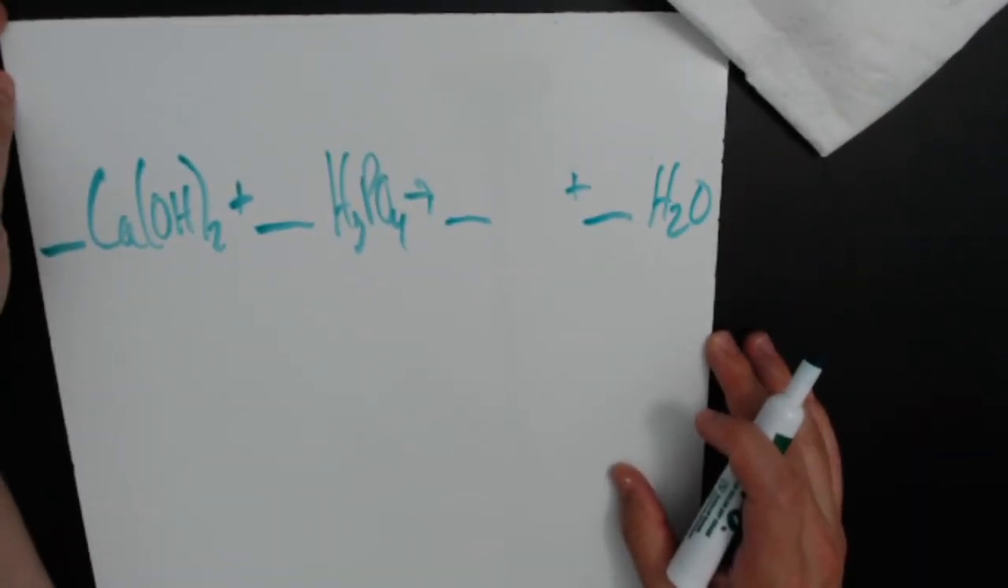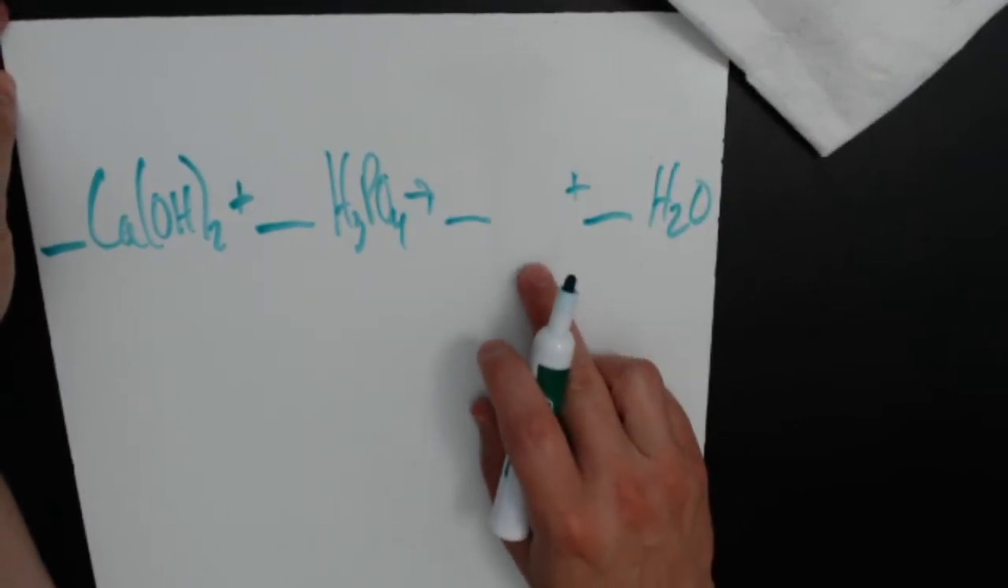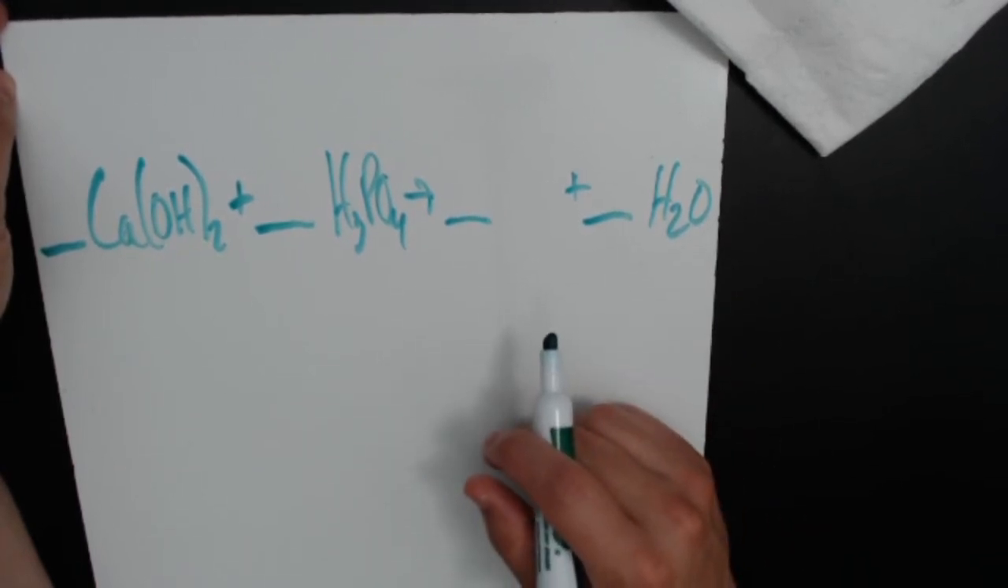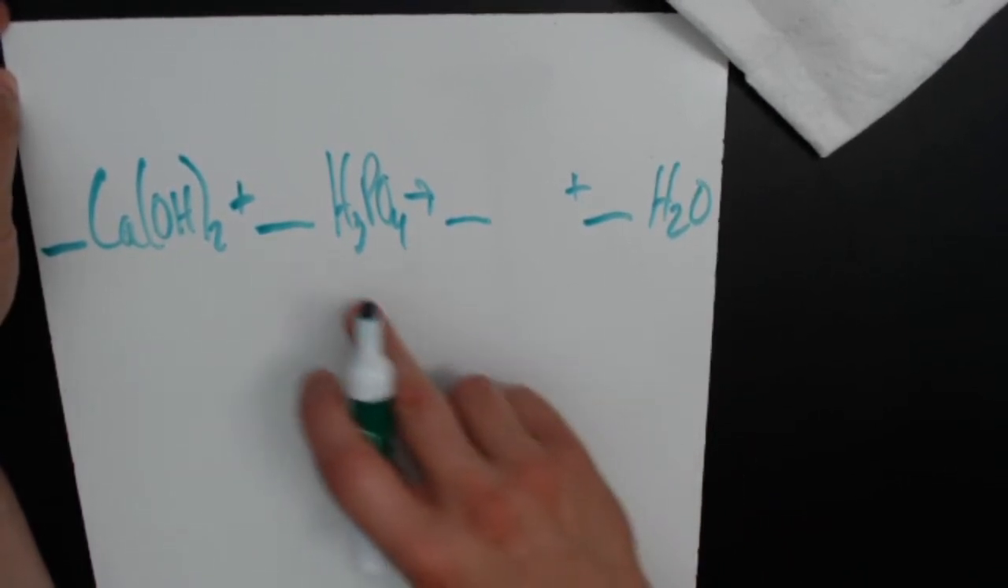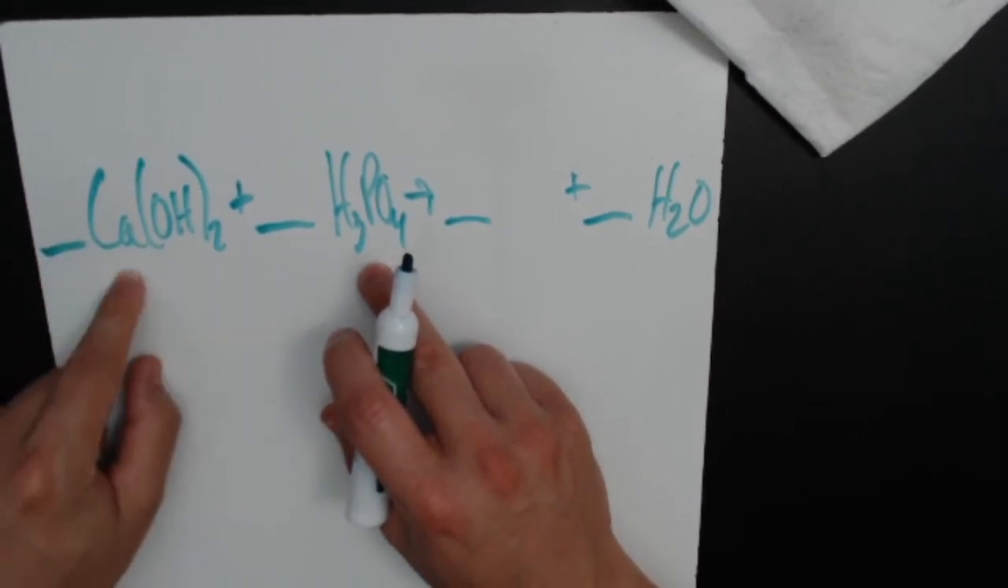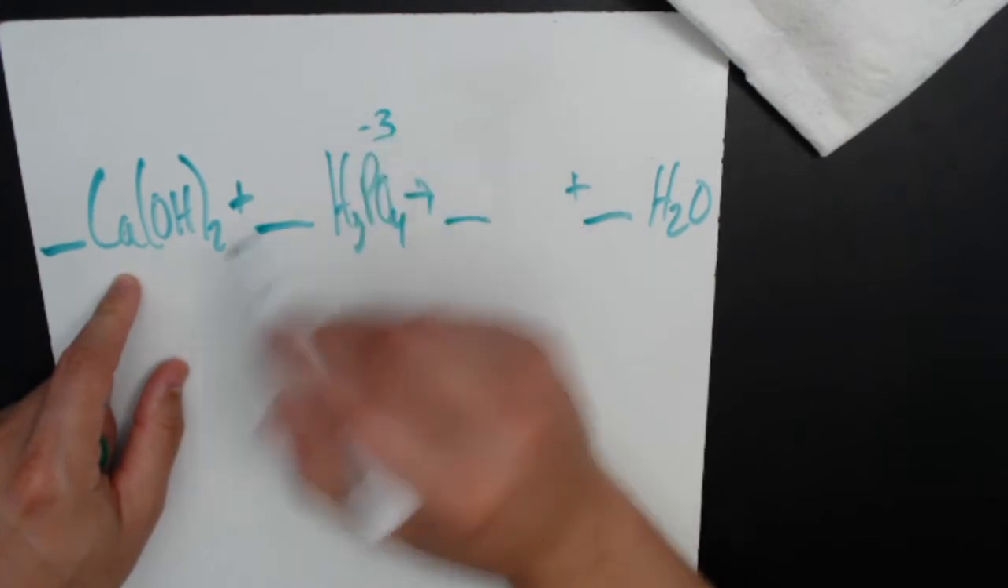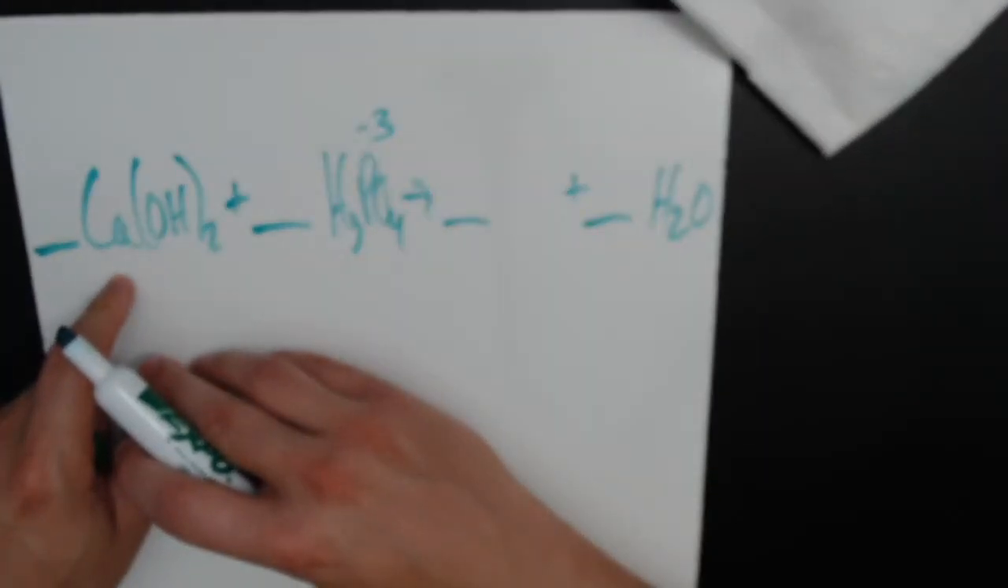Alright, so let's try to figure out what our salt is. That's going to be the challenging part. So we have our water, so the hydrogens and hydroxides are gone. That leaves us with phosphate and calcium. Well, phosphate, polyatomic ion, that's -3 charge.